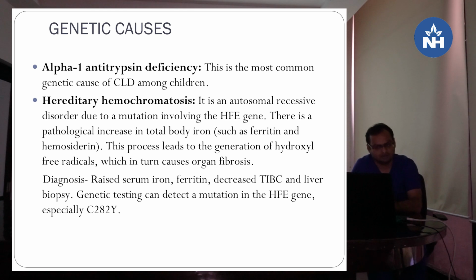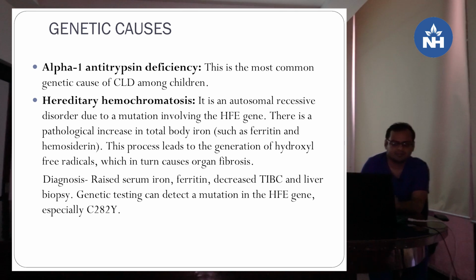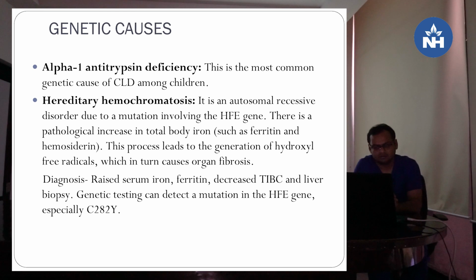Hereditary hemochromatosis is an autosomal recessive disorder due to mutation in the HFE gene. There is a pathological increase in total body iron, and the process leads to hydroxyl free radical generation, which causes organ fibrosis. In diagnosis, we will see a rise in serum iron and ferritin, decreased total iron binding capacity, and liver biopsy will be confirmative. Genetic testing can detect a mutation in the HFE gene, especially C282Y.